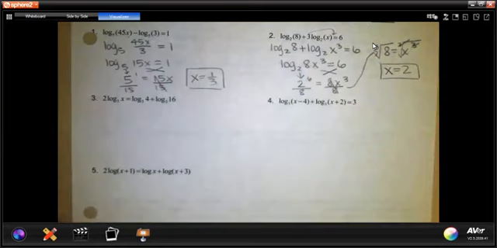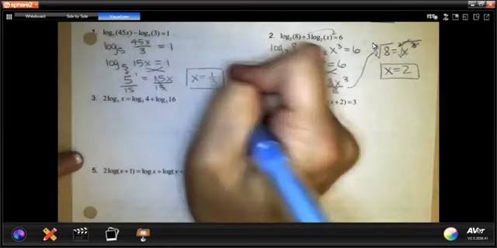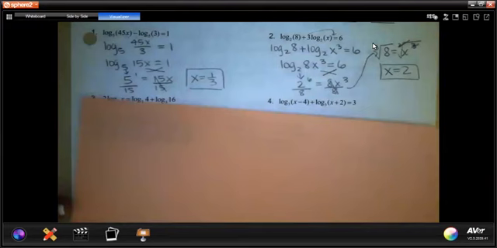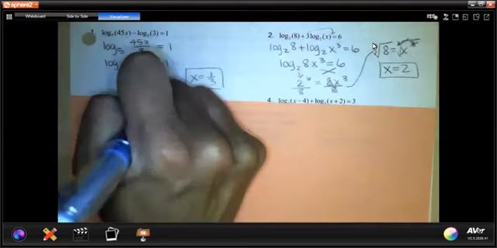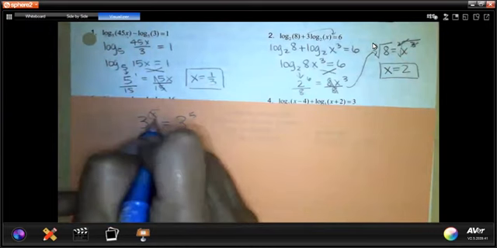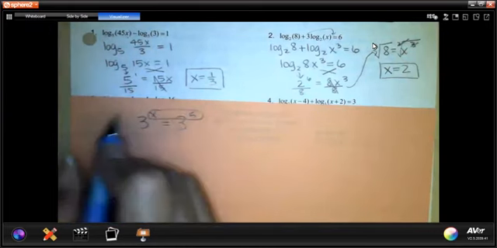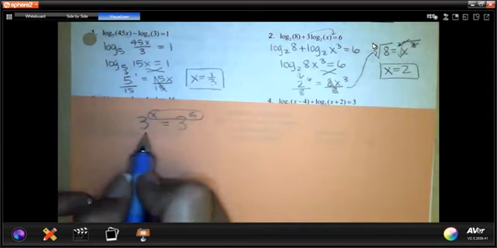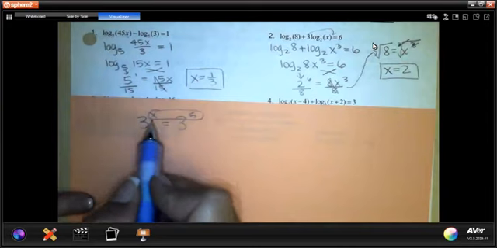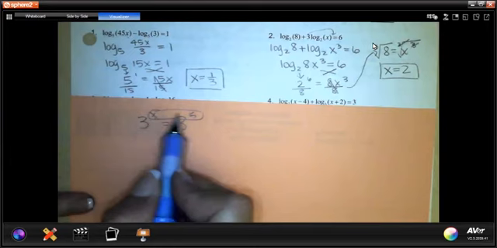All right, number 3 is a property that we haven't quite looked at, but we looked at it as an exponential. We said, for example, 3 to the x was equal to 3 to the 5th. We knew that this x was equal to 5 here. Because they both had the same exact base and they were the only thing on each side of the equal sign, the only way to get the same value was if x was 5.